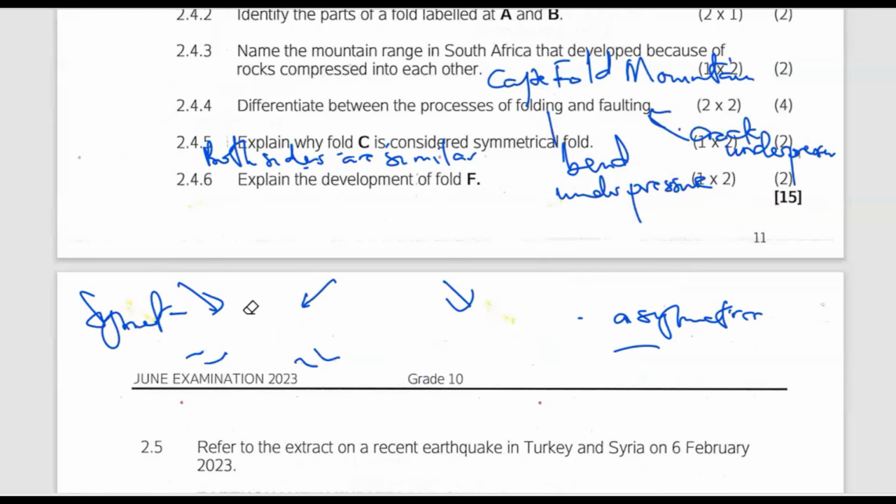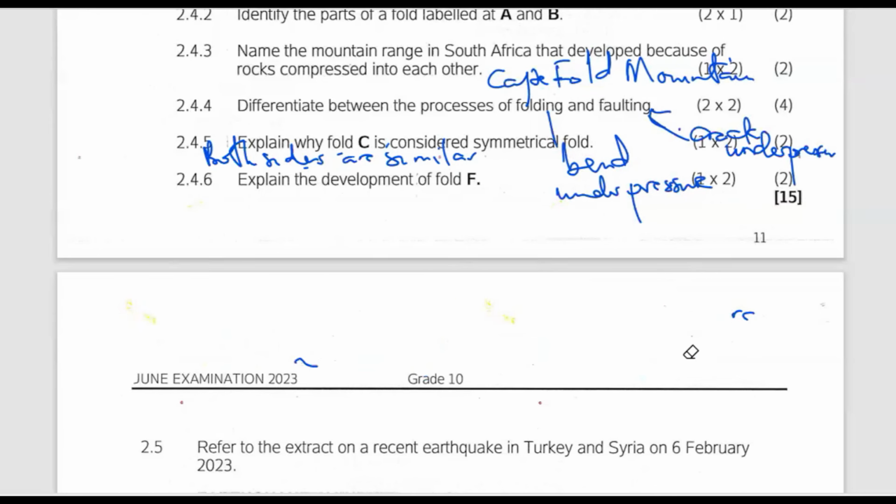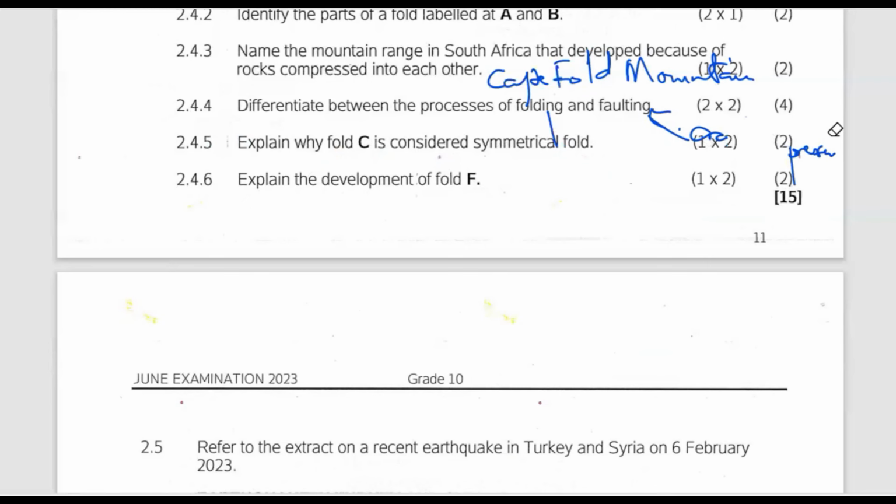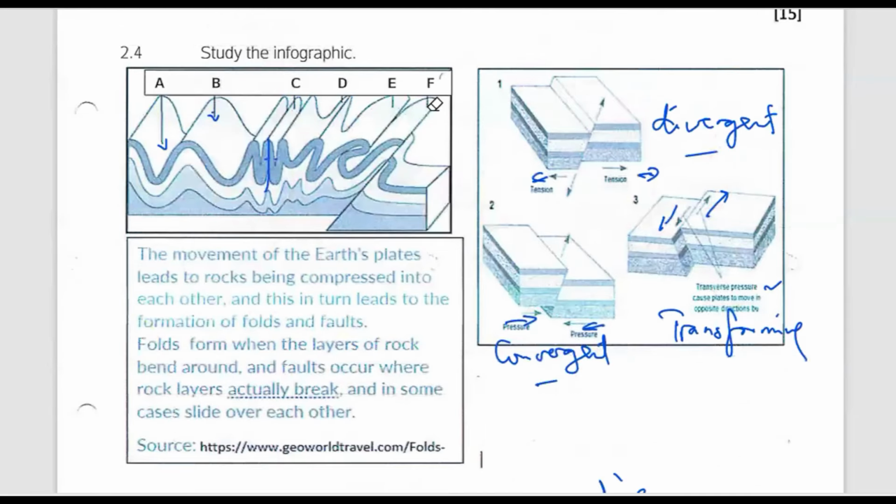Right, then the last question, number 2.4.6, it says, explain the development of fold F. How does fold F develop? When you're looking at fold F, we need to check where fold F is. You are seeing that it's cracking along that line there. So it means in this instance, there is excessive pressure.